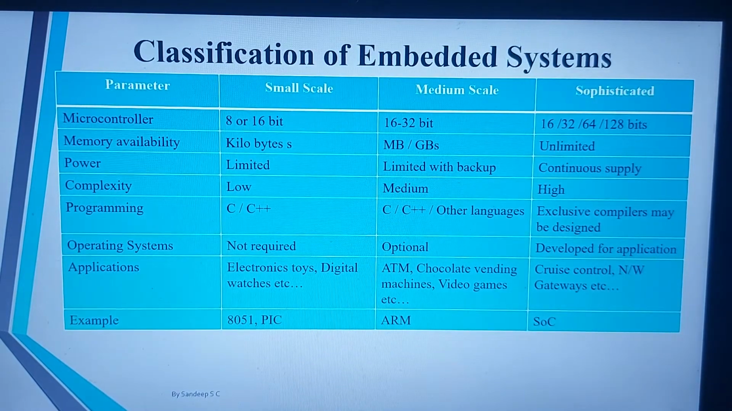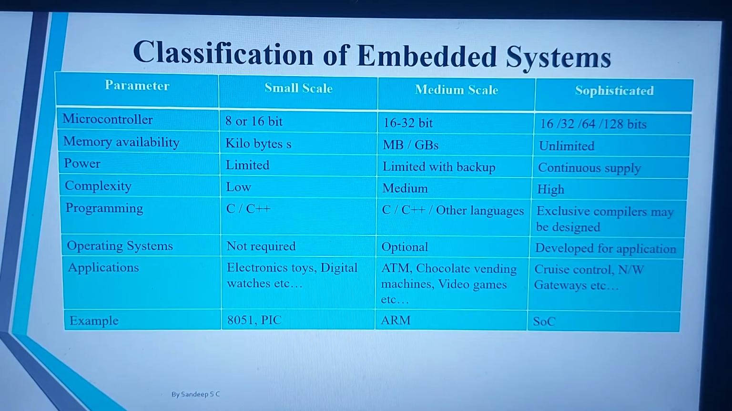Now we will see how embedded systems are classified. We can classify embedded systems in many ways, based on their power consumption, based on their real-time constraints, execution times. Like that, we can keep on classifying embedded systems using different parameters. But here a most generic classification is given in terms of complexity. So based on complexity, the systems can be classified into three categories: small scale embedded systems, medium scale embedded systems, and sophisticated embedded systems.